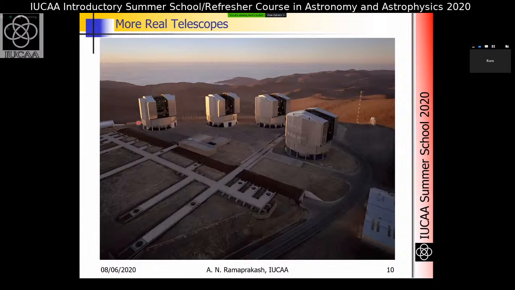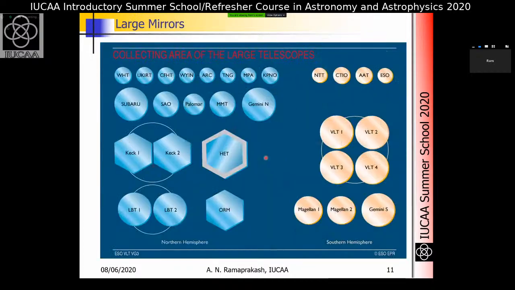Each of them is 8 meters in diameter. So this is an 8-meter diameter telescope, and the 4 of them are called the Very Large Telescopes, or VLTs, and they are in the Southern Hemisphere, and so on and so forth. This slide just quickly shows some of the largest telescopes existing in the world now. These are 4-meter diameter telescopes. Blue ones are in the Northern Hemisphere of Earth, orange ones are in the Southern Hemisphere. So these are 4 meters in diameter, these are 8 meters, these are 10 meters in diameter, and so on.